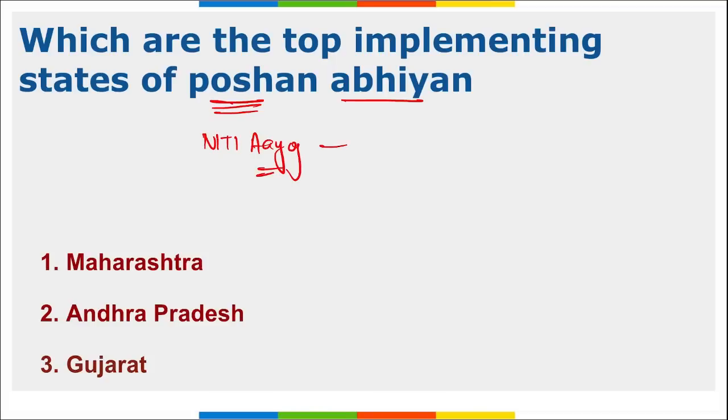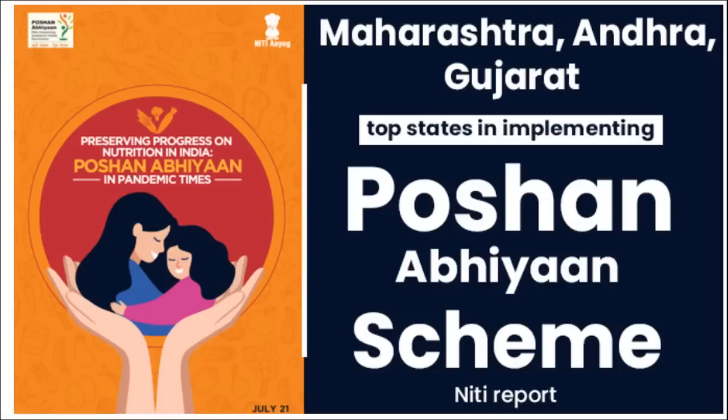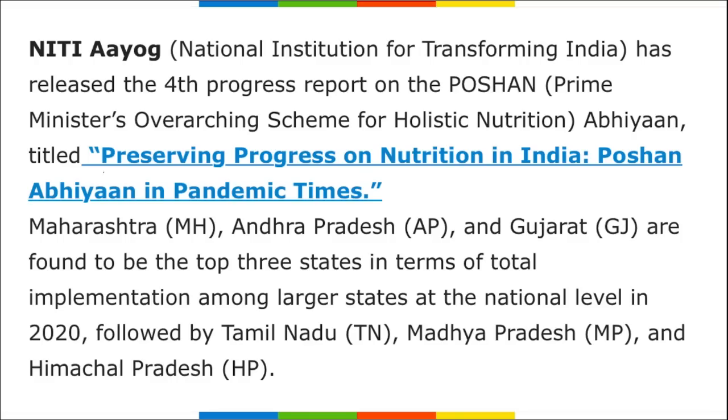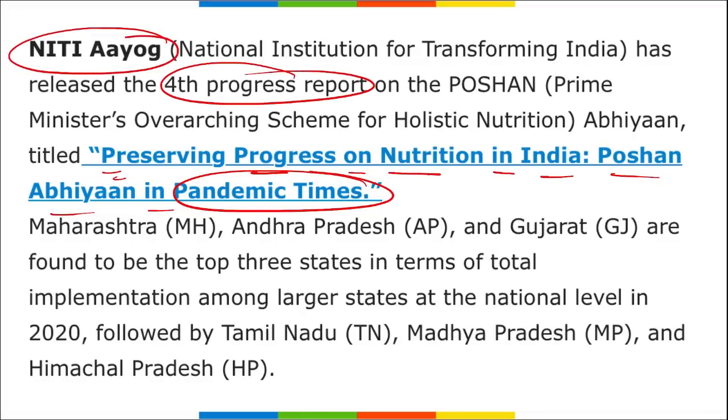Highly important. Recently, the 4th edition of the progress report on Poshan Abhiyan was released. It was titled Preserving Progress on Nutrition in India, Poshan Abhiyan in Pandemic Times. This is the name of the 4th progress report that was released by Niti Aayog on the Poshan scheme. And what is the full form? Prime Minister's Overarching Scheme for Holistic Nutrition.